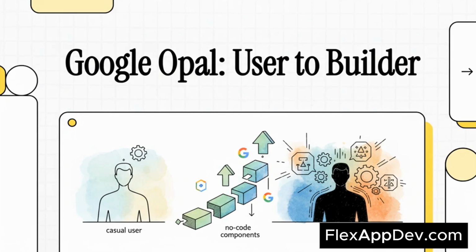Have you ever had that feeling you're only using like 10% of a really powerful tool? Well, for most people using Google's no-code platform, Opal, that's pretty much the reality. But we're going to change that right now. We're going to walk through a clear path from just being a casual user to becoming a genuine builder, unlocking automations that can literally save you hours every single day.